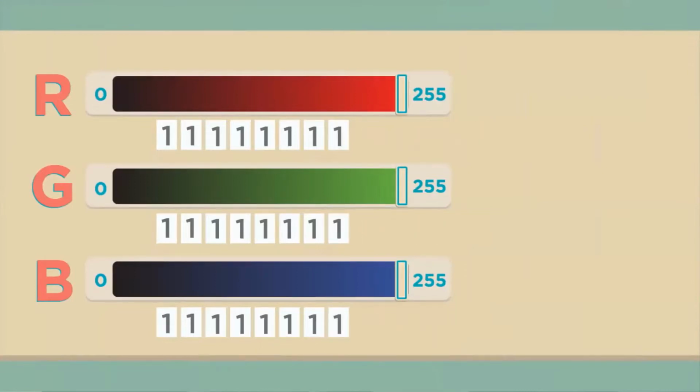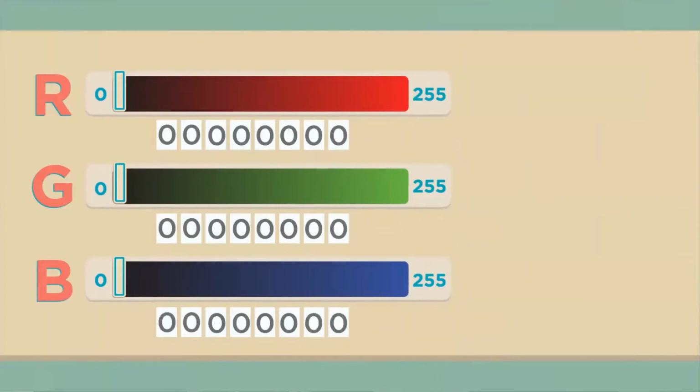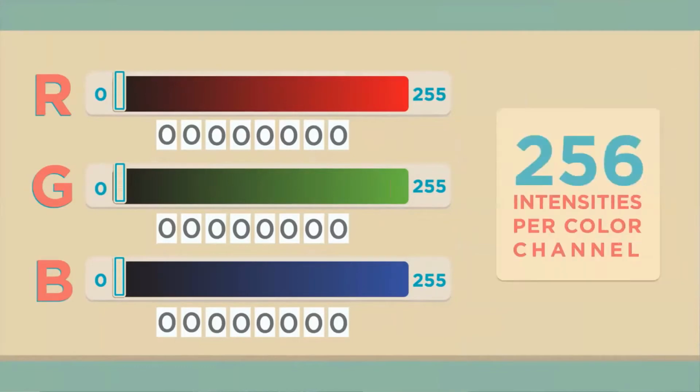If you know the binary number system, you know that the maximum number 8 bits can represent is 255, which is equal to 8 ones in a row. And the lowest is 0, or 8 zeros in a row. Therefore, 0 to 255 gives us 256 different intensities per color channel.